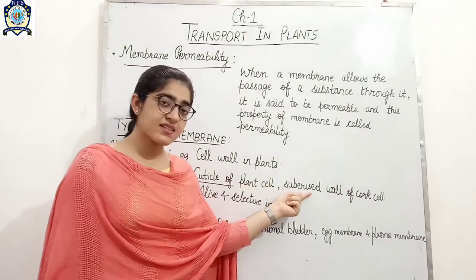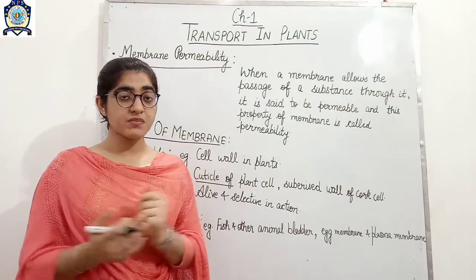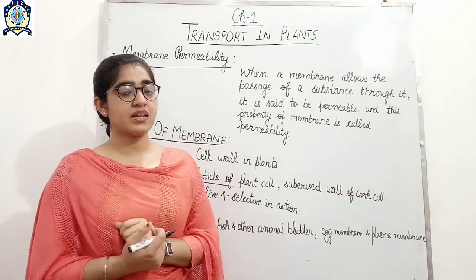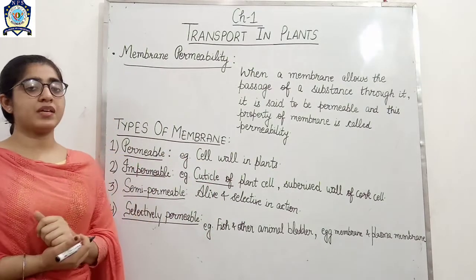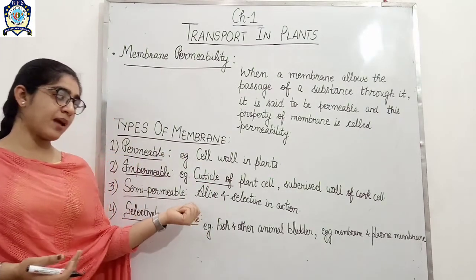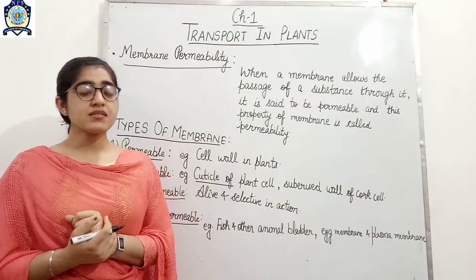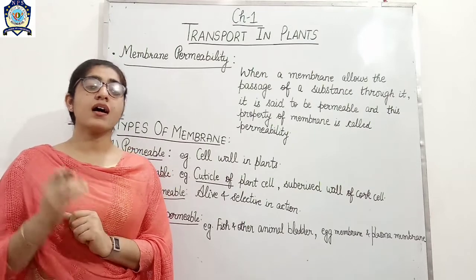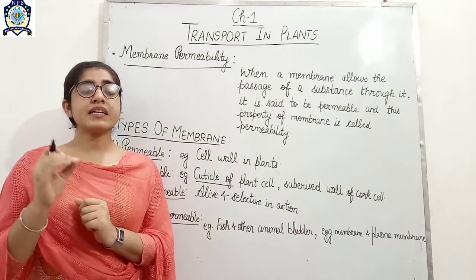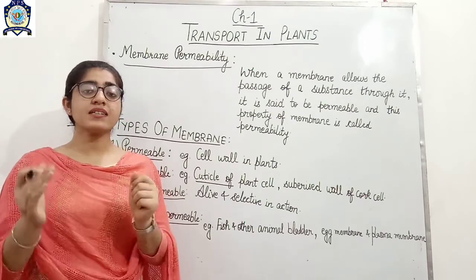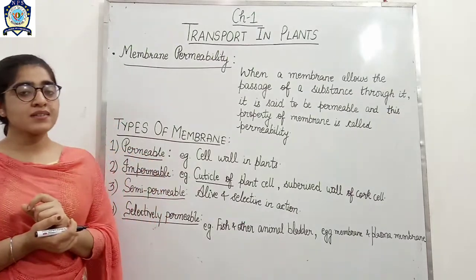The next example is the suberized wall of cork cells, meaning cork is made up of suberin, which is also impermeable in nature. The third type is semi-permeable. A semi-permeable membrane is alive and selective in action, meaning it allows solvent particles to pass through it, but it doesn't allow solute particles to enter into the cell.